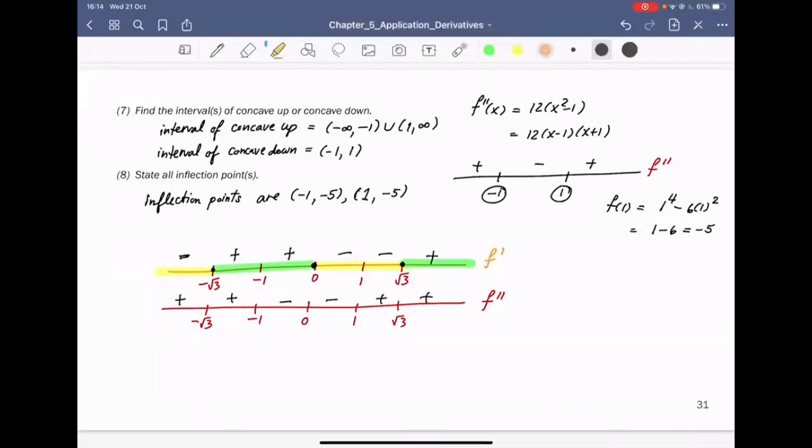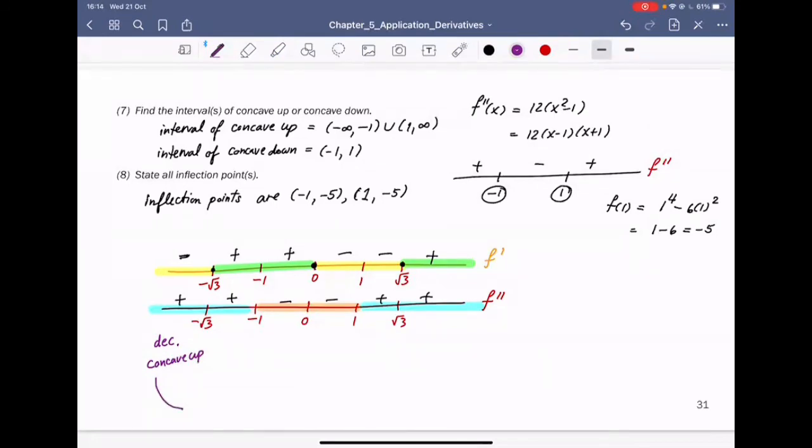Whoa, because that is the sign of f double prime. And once you get everything, you can see that on the first interval from negative infinity to negative square root 3, the graph is going to be decreasing and also concave up. So this is like that.